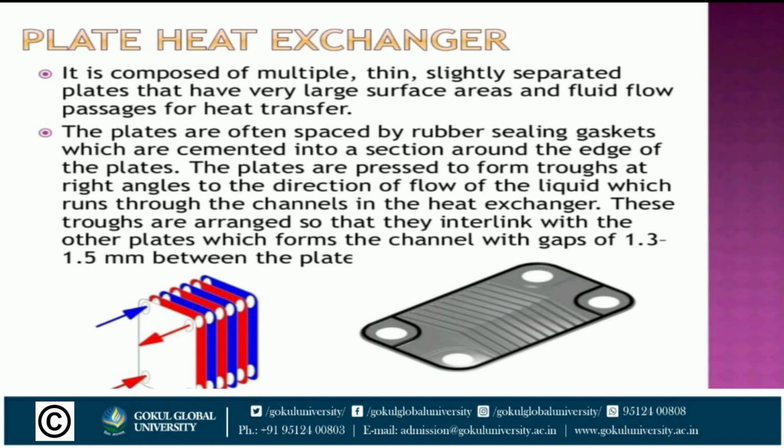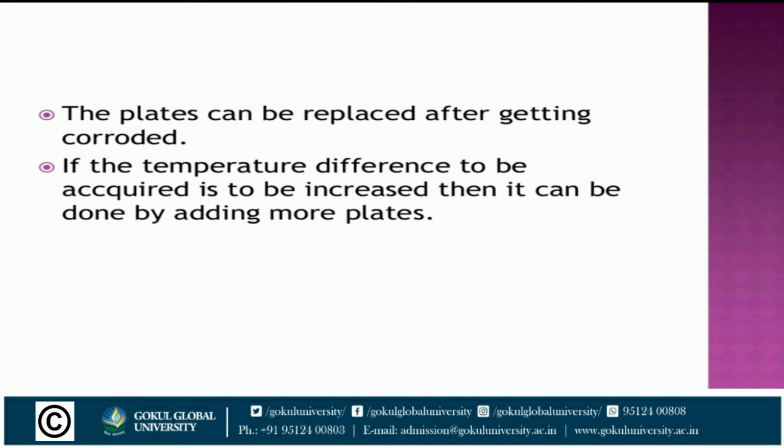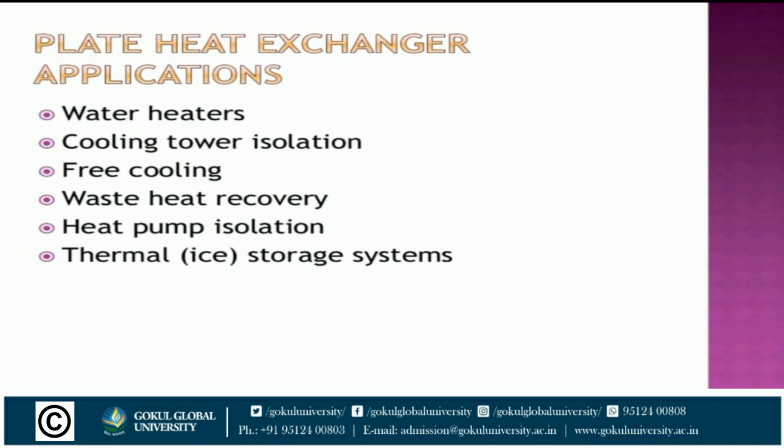These troughs are arranged so that they interlink with the other plates, which forms the channel with a gap of 1.3 to 1.5 mm between the plates. Practically, plate heat exchangers are shown in this figure. The plates can be replaced after getting corroded. If the temperature difference to be achieved is to be increased, then it can be done by adding more plates.